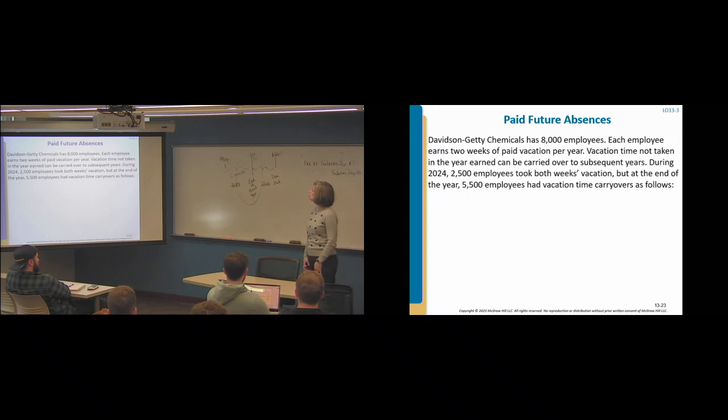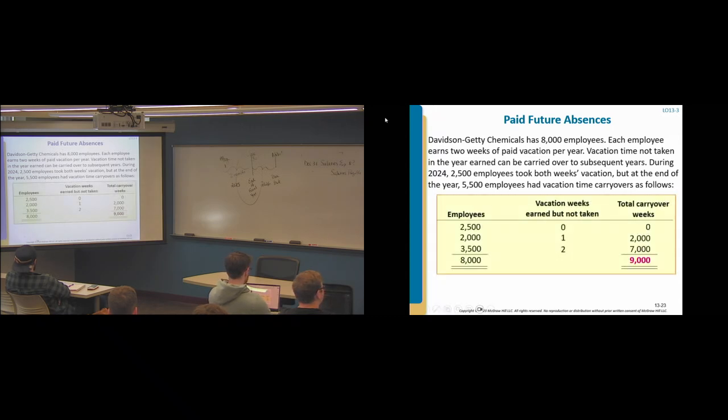During 2024, 2,500 employees took both weeks vacation. But at the end of the year, 5,500 employees had vacation time carryovers as follows. So you're going to have some people that take their vacation, some people save it, right? Here you have 2,500 employees whose vacation weeks earned but not taken is 0, so no carryover. You've got 2,000 that had 1, so total carryover is 2,000, and then you had 3,500 employees that had 2 weeks earned but not taken, so total carryover is 7,000, right?